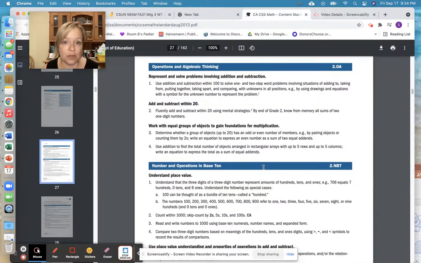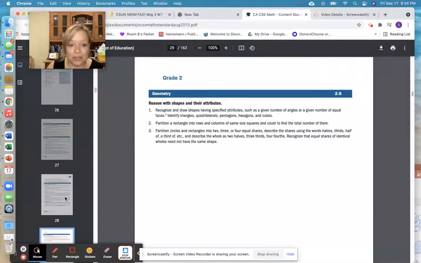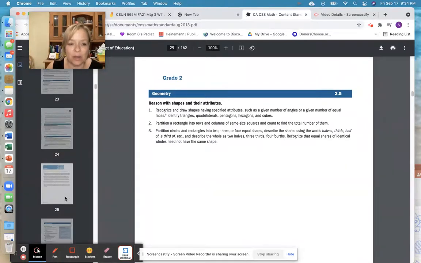So you see that the domains and clusters as well as the standards are listed. And also, it's not that much. It's about 5 pages. As you go up in grades, it might get a little bit longer. So go ahead and read the particular grade that you want. If you have time, read the grade below and the grade above, because it's always very important to know where your kids have come from and to know where they're going.